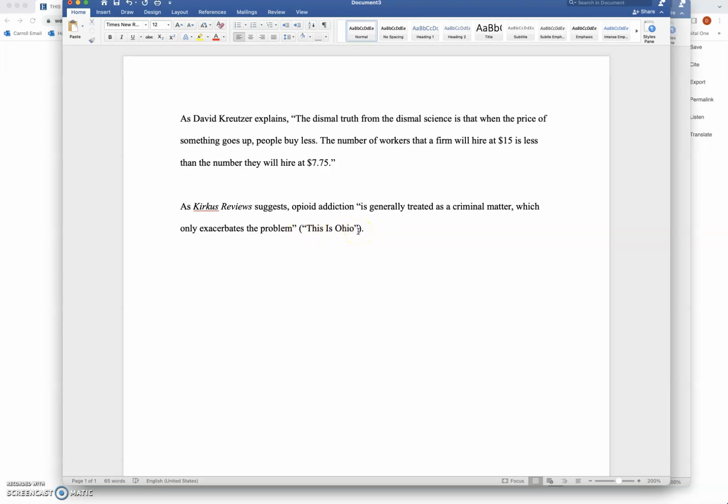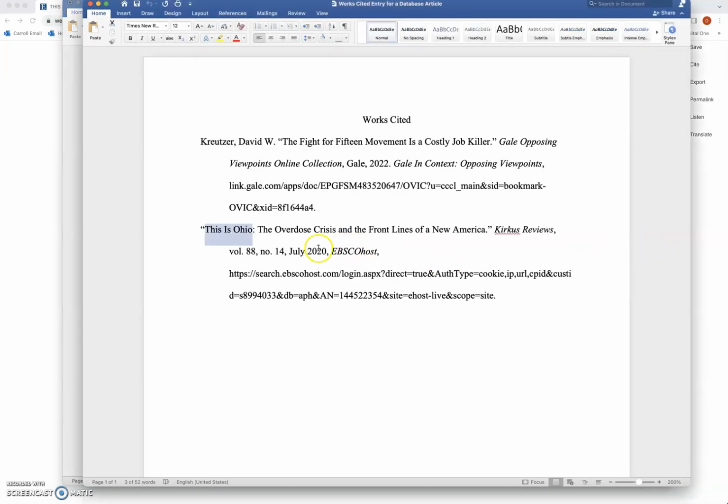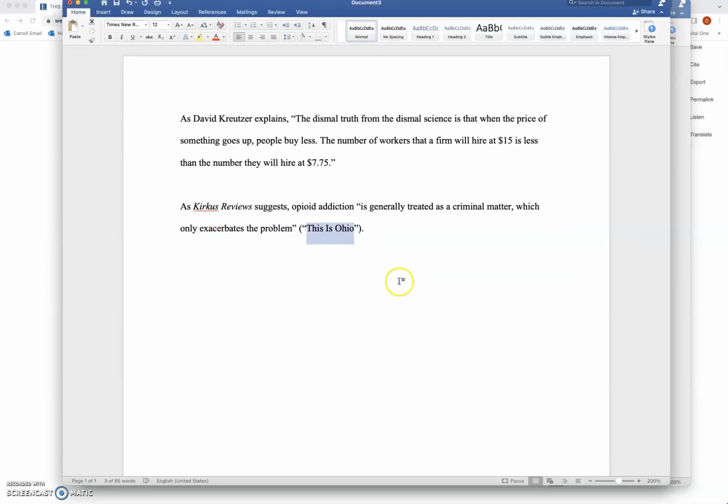A lot of people forget to do that, and you really need to keep the quotation marks around the title. So in this version, I put the original publication name in the signal phrase just to make it flow a little better, but then I made sure I still had the first words of the entry in my parentheses, right? So that would be a scenario for an article that doesn't have an author.